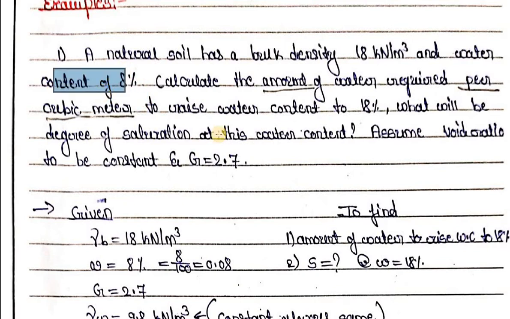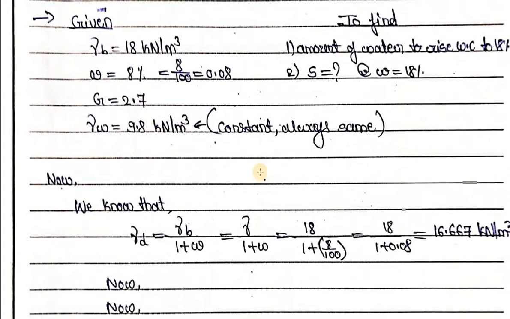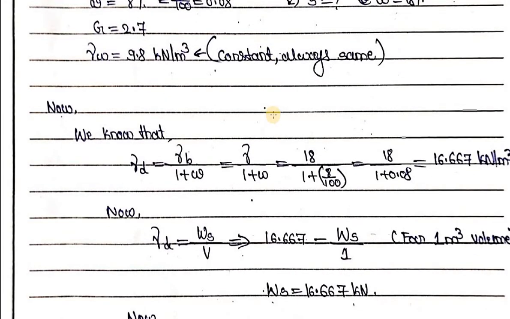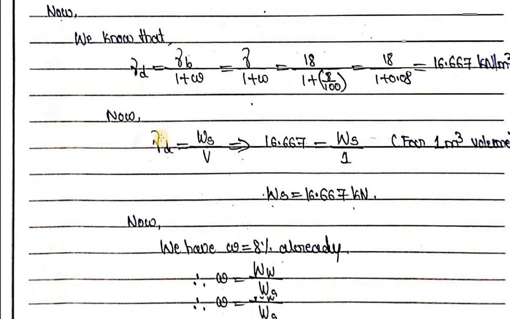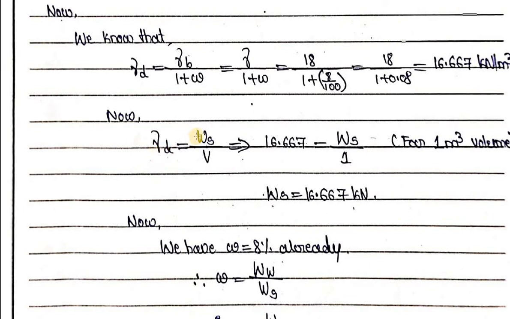So 8% I have taken and I have calculated dry unit weight. With this dry unit weight, I know that it is weight of soil solids divided by total volume. So dry unit weight, I have arrived at the answer of 16.67, which is equal to Ws divided by 1. So weight of soil solids in 1 meter cube volume is 16.667 kilonewton.